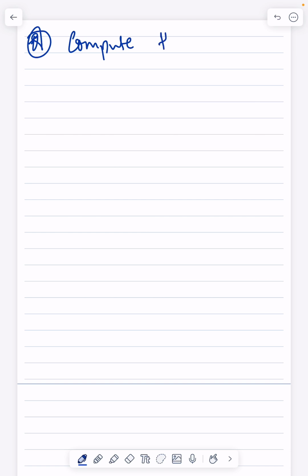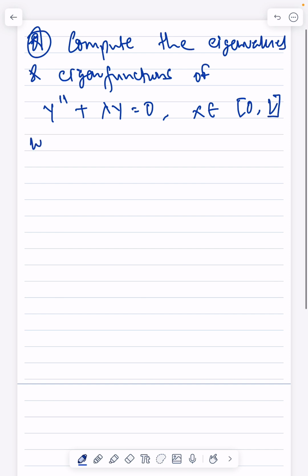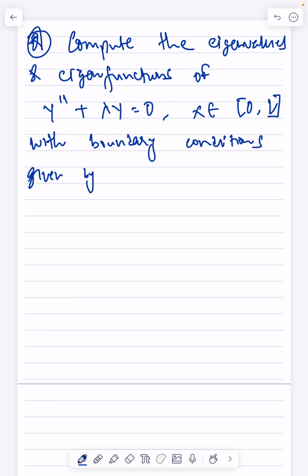Compute the eigenvalues and eigenfunctions of, let's take our ODE y double prime plus lambda y equals 0, and our domain ranges from 0 to L. Now we can solve this same problem for different boundary conditions, but let's look at a simple Dirichlet boundary condition, with boundary conditions given by, so this is our Dirichlet boundary conditions.